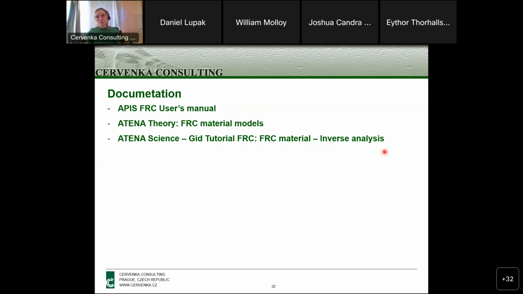So you can see there which parameters you can change and which parameters are influencing what during this inverse analysis of FRC materials. So that is very detailed and very nicely prepared.